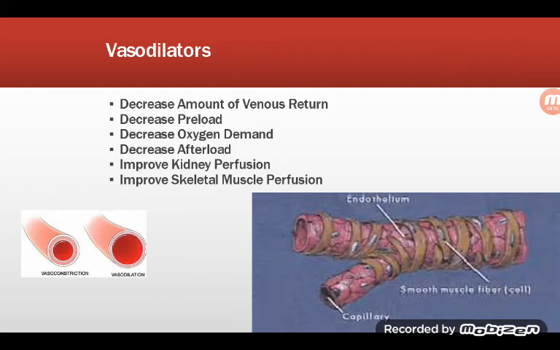We can use vasodilators in heart failure and in cardiac situations to decrease the amount of venous return, decrease the preload, decrease oxygen demand. Therefore, we're decreasing the afterload. We're improving kidney perfusion and improving skeletal muscle perfusion, even in these patients that have issues with that.